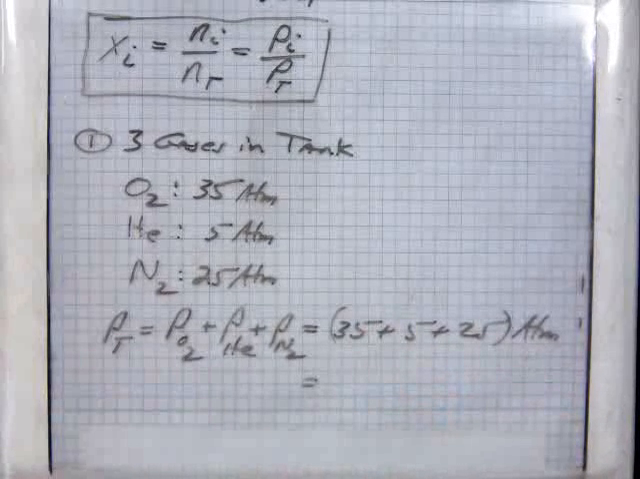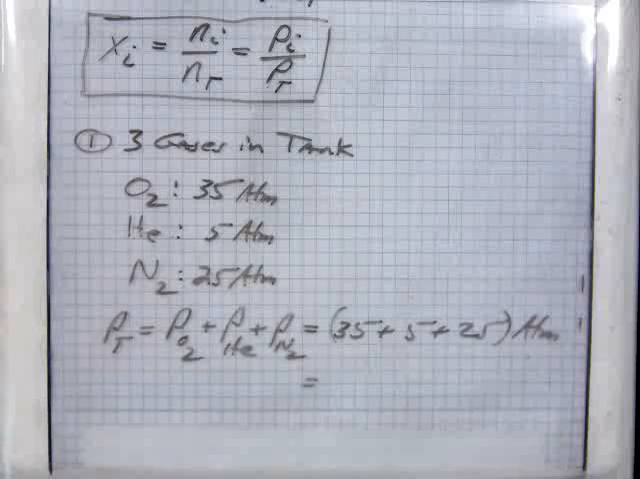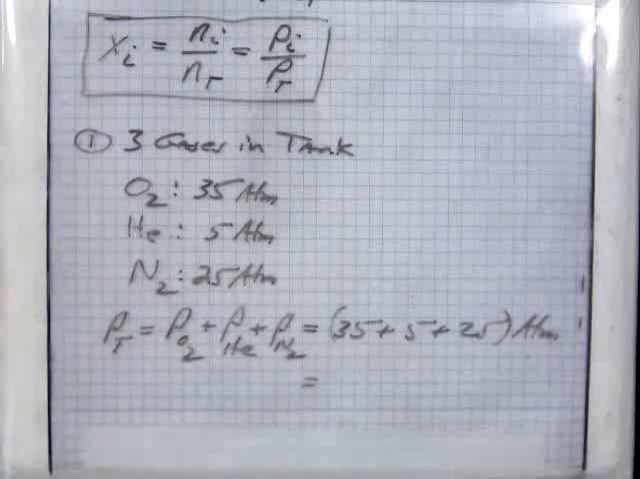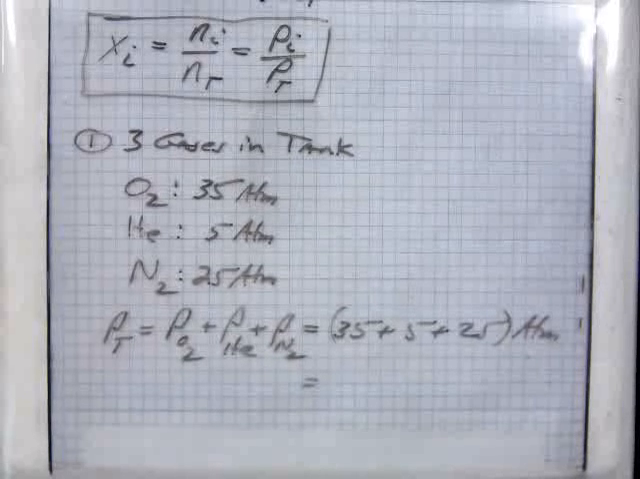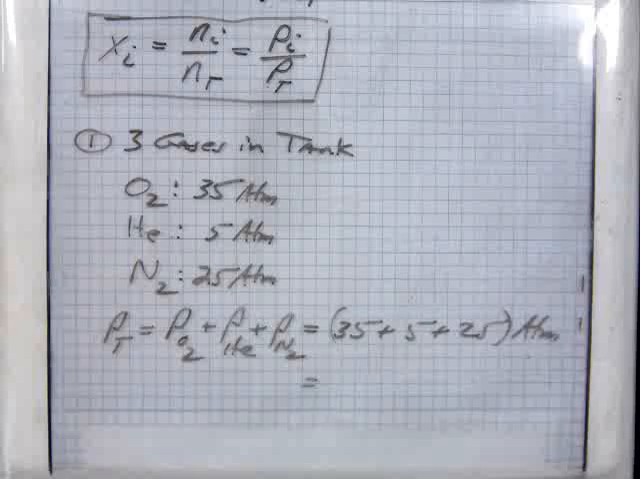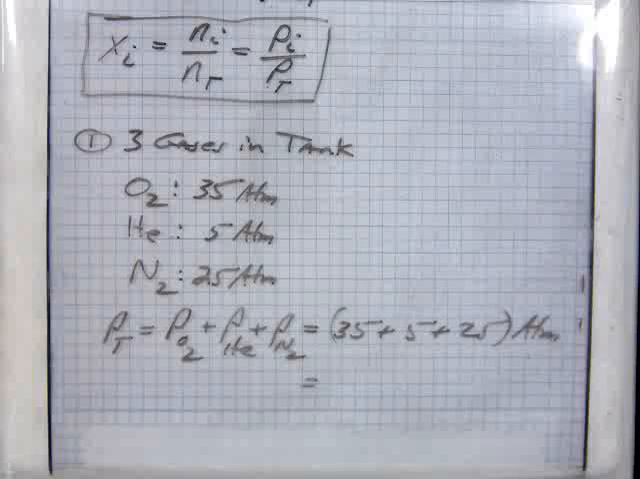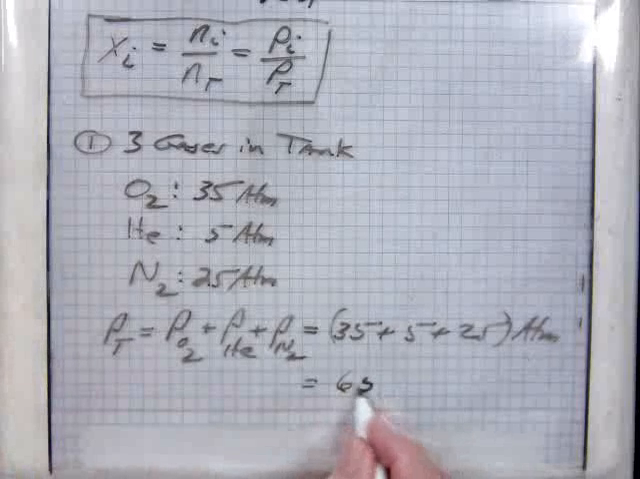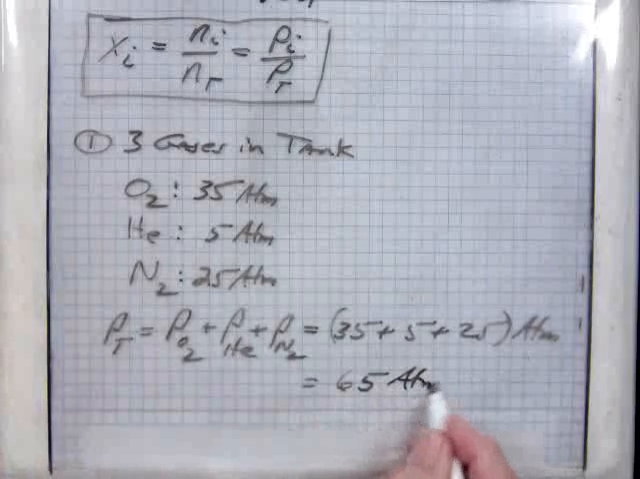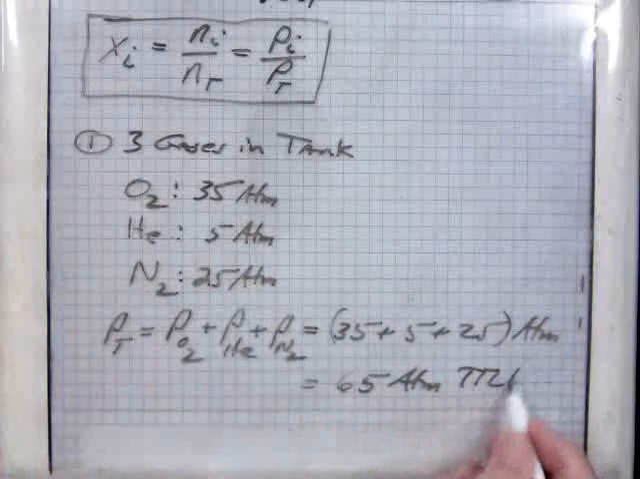Nothing there. Now, some of the problems can get real gnarly, especially when we get to the chapter on colligative properties, chapter 12, where we're talking about solution vapor pressures and mixtures. So in this one, the answer is 65 atmospheres total pressure.